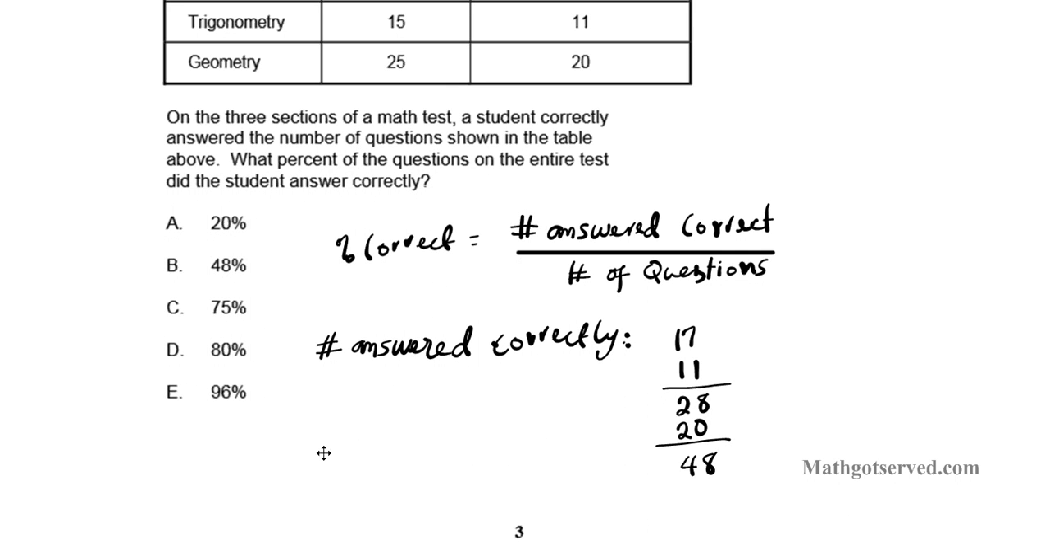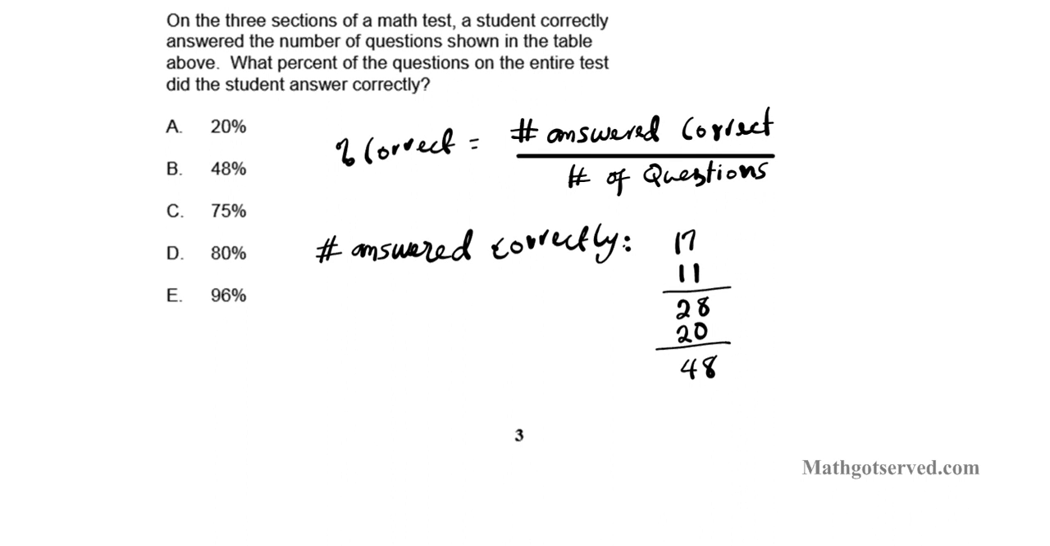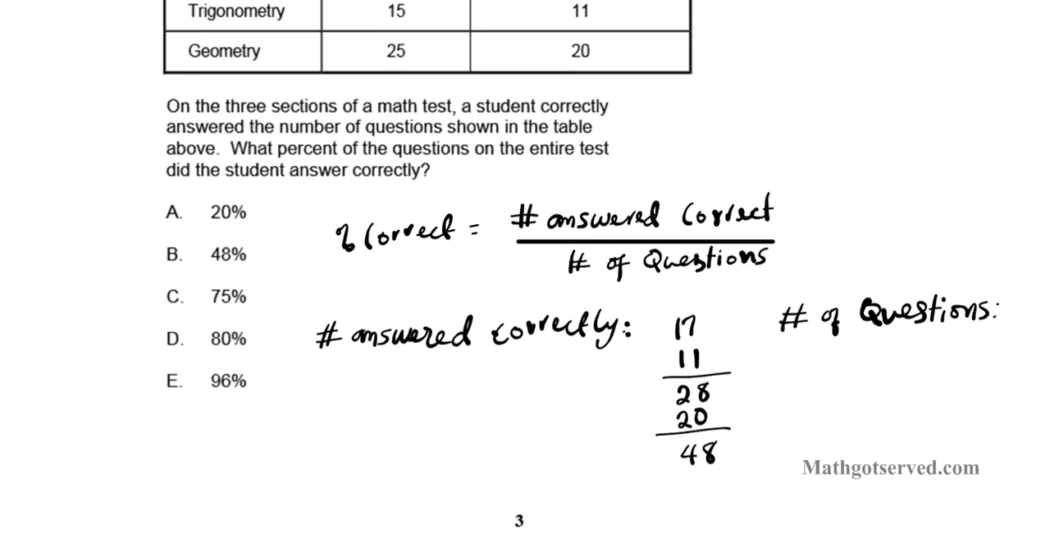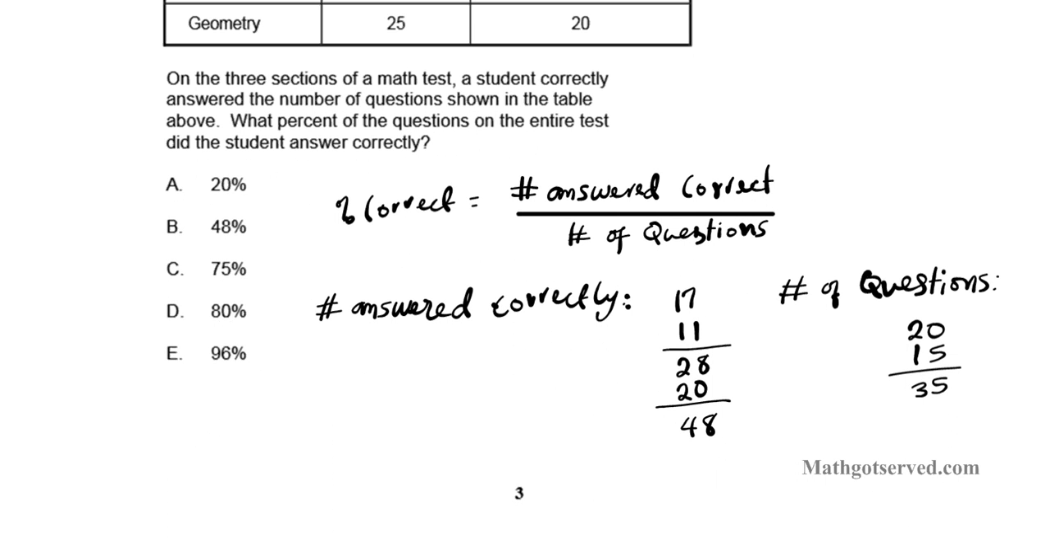And then the number of questions in all, let's pull this down a little bit. So the number of questions, compute another sum. It's going to be the sum of this column right here, the total number of questions, which is 20 plus 15. Add that up, that's 35. And then you add 25 to that, and you get 60 as your total number of questions, okay?